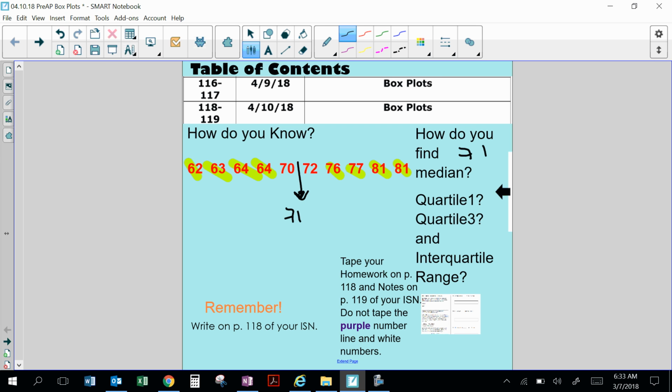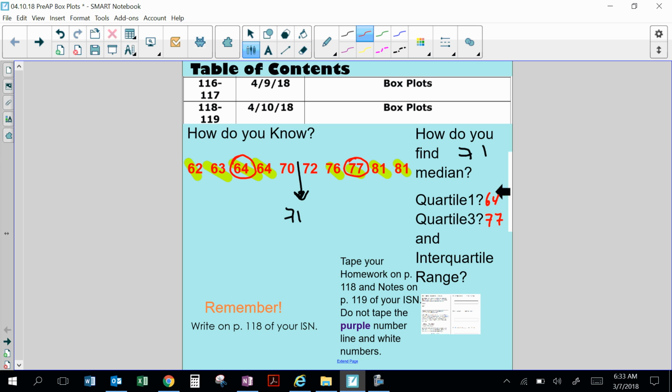What is the lower quartile? Well, there are 5 numbers. So if this is the median right here, there are 5 numbers in the lower half. Which one is quartile 1? It is 64. Which number is in the upper quartile? It is 77. So we have 64, 77. So quartile 1 is 64.